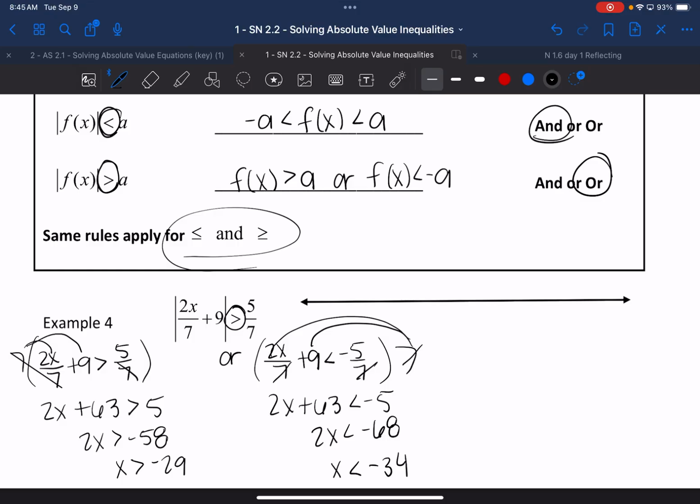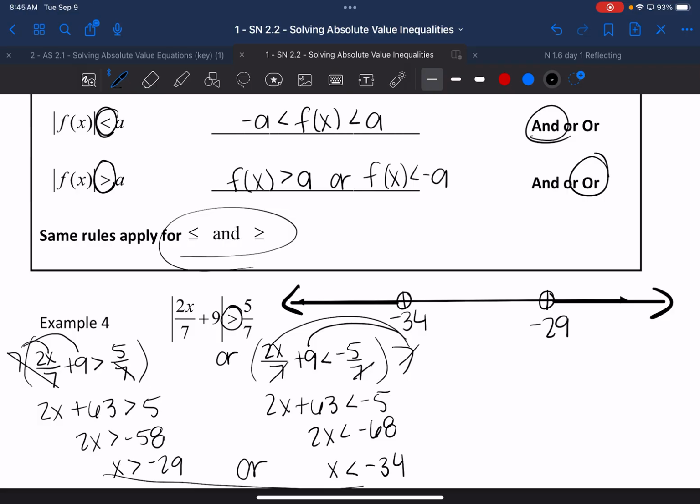So let's go put those on the number line. So over here, I'm at negative 34. Over here, I'm at negative 29. Are those points open or closed? Open. Okay. From negative 29, which direction am I headed? To the right. And from negative 34 to the left. So just like we anticipated, going two separate ways because we said this was an or statement, right? So our solution was those two inequalities going separate directions.